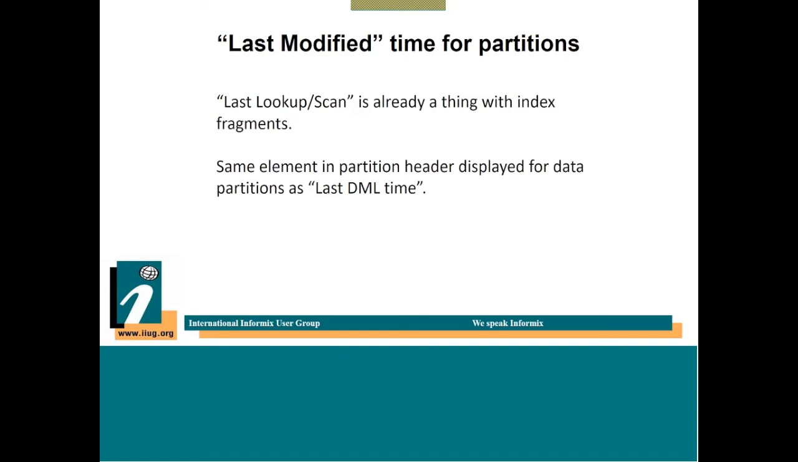That same element of the partition structure was not being used for data partitions, so we are now using it for essentially the last modified time. I think it's described in onCheck -pt as last DML time. You can also get this in SMI, but its granularity is in seconds, its number of seconds since the epoch, typical Unix time. So if you query it in SMI, you're going to get a Unix time, an int. But in onCheck -pt, it'll show the date and time when you last modified the data partition.